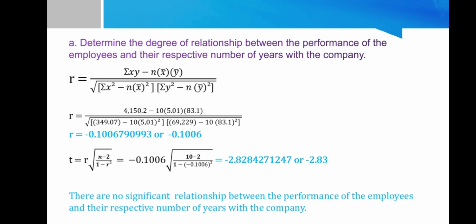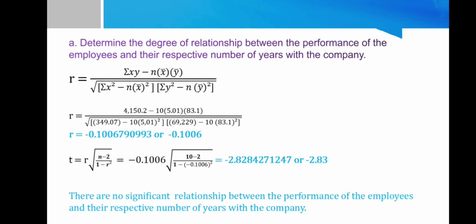To determine the relationship between the performance of the employees and their respective number of years, compute the R first. The formula for R is R equals summation of xy minus n, mean of x, mean of y, over radical sign, summation of x squared minus n, mean of x raised to 2, summation of y squared minus n, mean of y raised to 2.